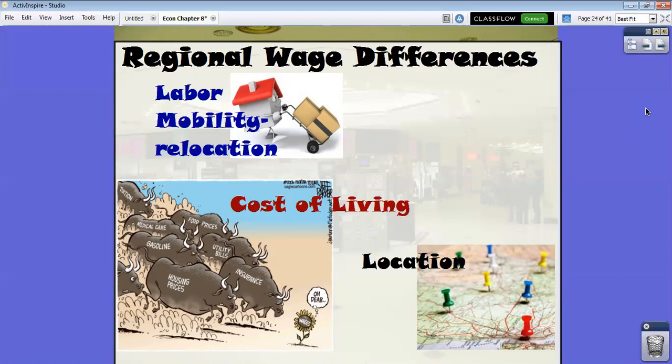Another reason for regional wage differences is location. Some locations are just great, like living in Orange County, that people are willing to take less of a salary just to be able to live in Orange County. It might work the other way too. You might be paid more if you're willing to maybe move into Alaska.